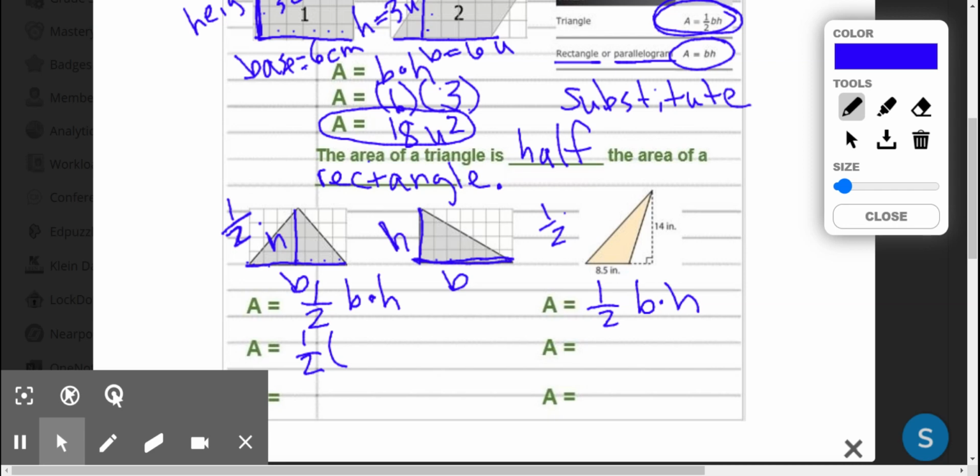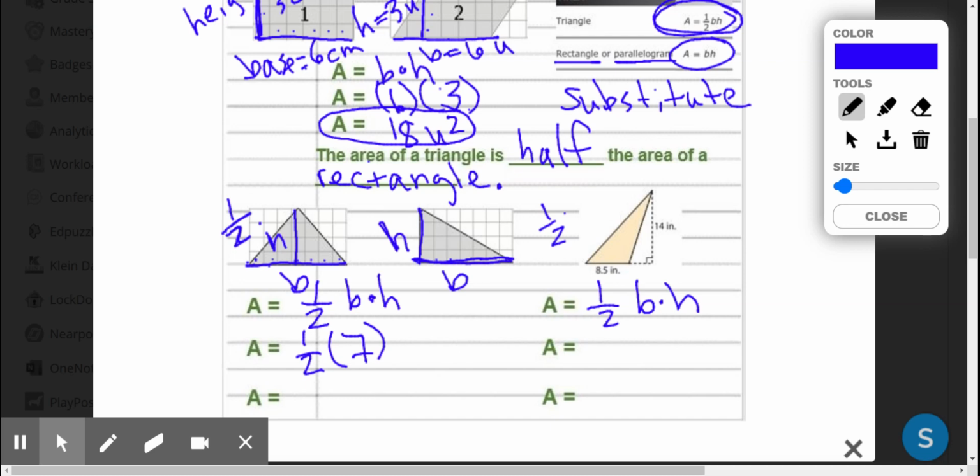Then we take out the base and count it up. And this one's actually going to be 7 units wide. 1, 2, 3, 4, 5, 6, 7. And then the height is going to be 1, 2, 3, 4. And same thing over here, 1, 2, 3, 4, 5, 6, 7, and then 1, 2, 3, 4. So H equals 4 and B equals 7.